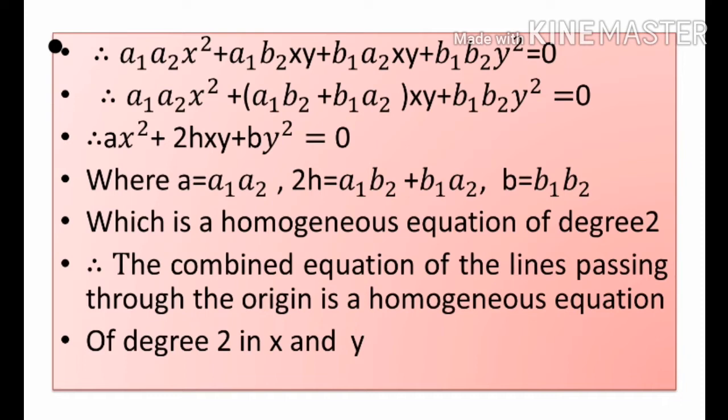Now see this equation. This equation is a homogeneous equation because the degree of each term is the same and it is 2. Therefore, it is a homogeneous equation of degree 2. Therefore, we are given separate lines passing through the origin, we find their combined equation, and we get it as a homogeneous equation of degree 2. Therefore, the combined equation of the lines passing through the origin is a homogeneous equation of degree 2 in x and y.